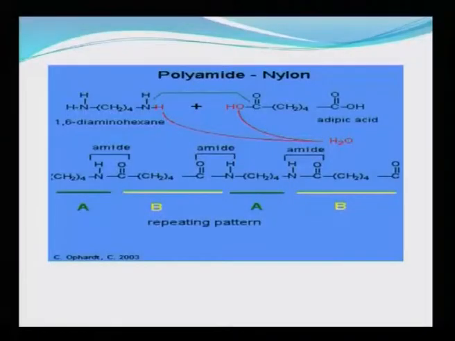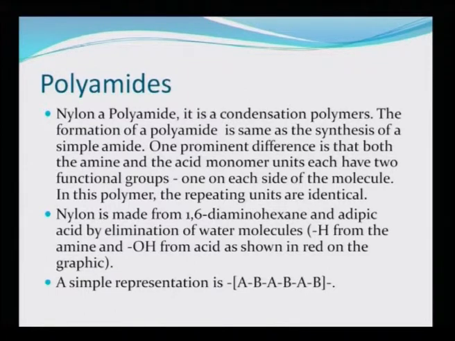So, trying to look at a polyamide structure, this is the structure of polyamide, where 1,6-diaminohexane is condensed with adipic acid, and the amide linkages that are formed between the diamino compound and the acid by the loss of water molecule is what is actually the simple condensation product, which is called nylon or polyamide. Polyamide, nylon is one of the representative examples, is a polyamide, it is a condensation polymer. The formation of a polyamide is same as the synthesis of a simple amide.